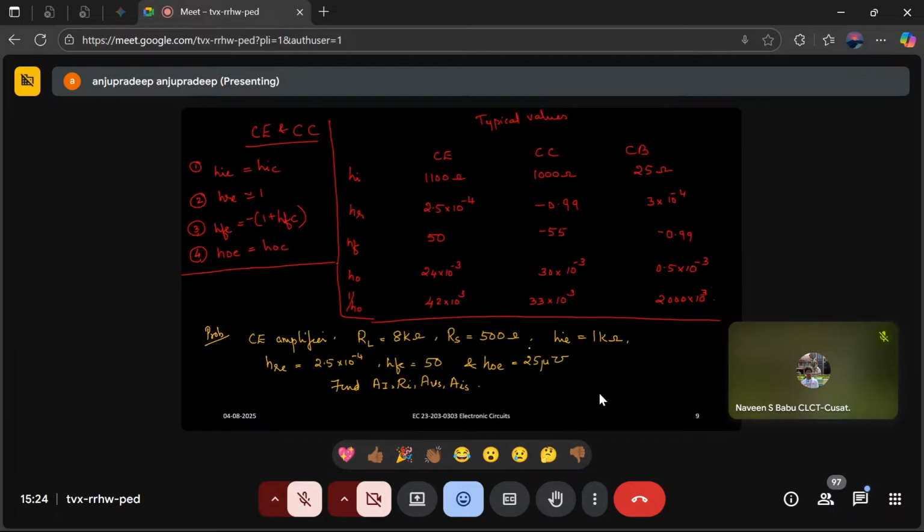See, this is a typical question. Maybe the numbers will change, but very frequently such questions are asked. So all of you have to do this. If you practice problems, then you can score full marks in that.